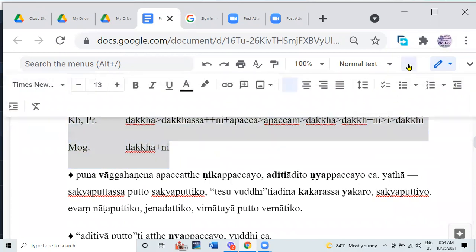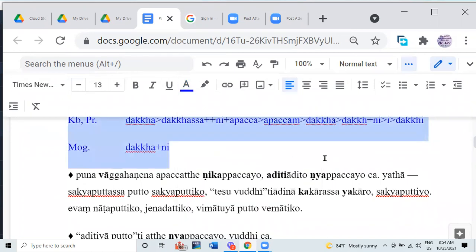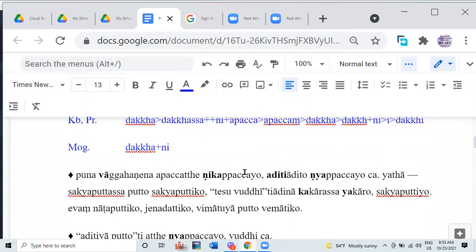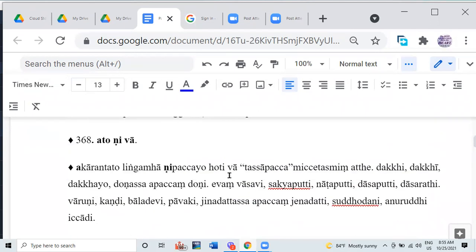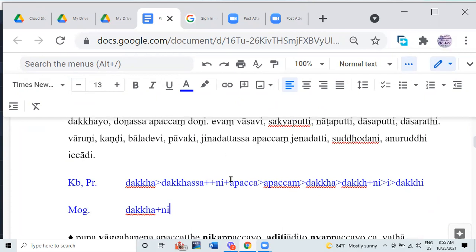Moggallana way. Hello, Sayadaw. Yes, it's the Moggallana way, just the stem plus the suffix. But there is a Vikha sentence, you see? We can say the same. Yes, it's easier.